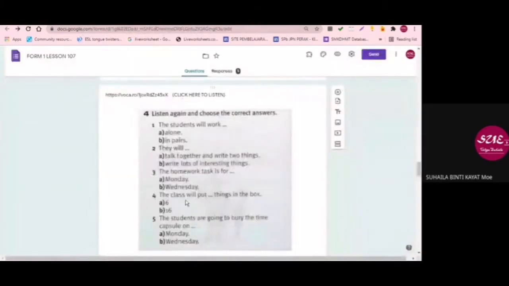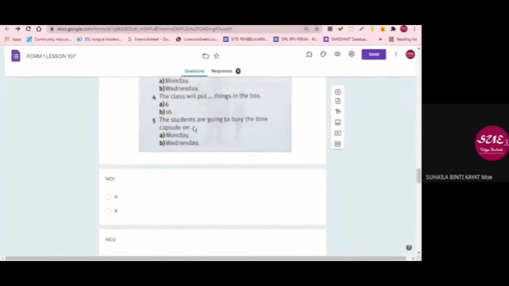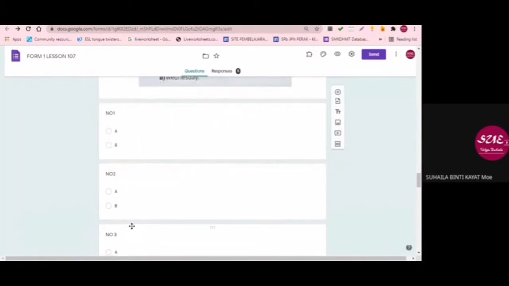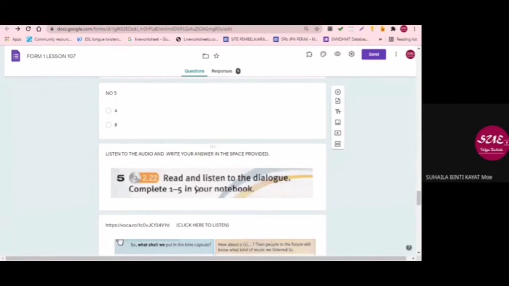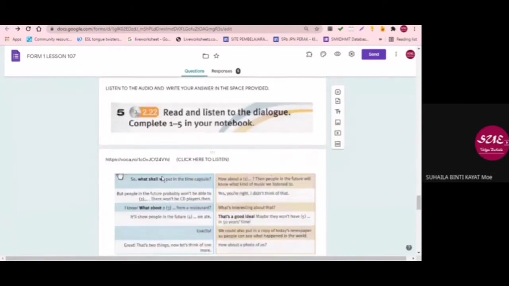Number 4. The class will put 6 things in the box. Okay, number 5. The students are going to bury the time capsule on Wednesday. Okay, just tick A, B pun. Itu mesti awak tak dengar. Okay, next question.